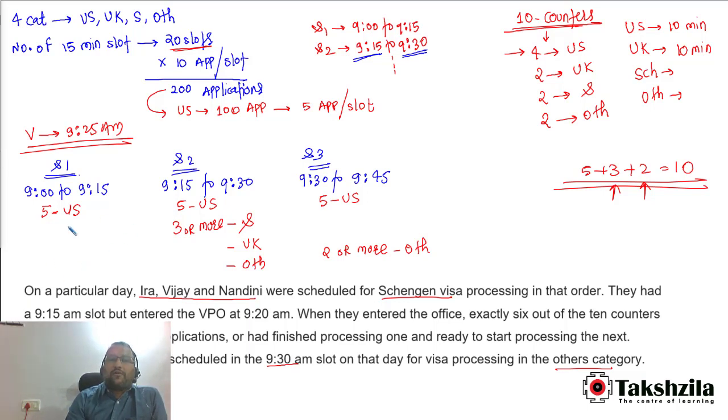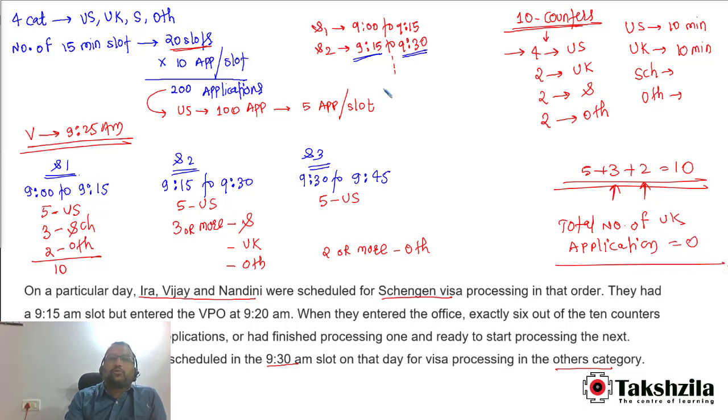Let me repeat this. Number of US applications in each slot is 5. Number of Schengen applications in each slot is 3. Number of other applications in each slot is 2. And this adds up to 10. So from this, what we can conclude is the number of UK applications are 0 in each slot. So the total number of UK applications on that day is equal to 0.